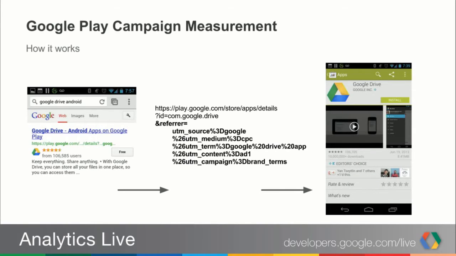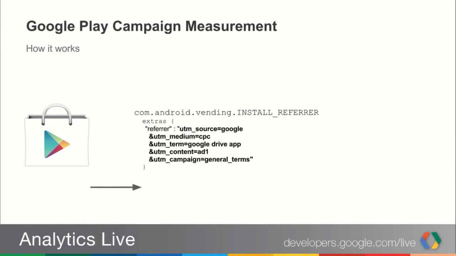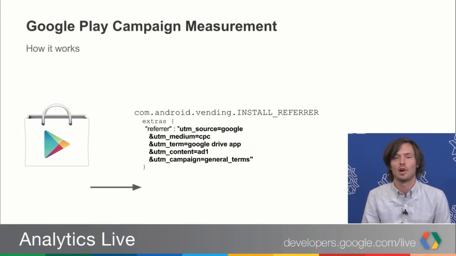And that's going to send the user to your app's page on Google Play Store. So in this example, I'm showing Google Drive. What happens from there, if they choose to install the app right then, is that the Google Play Store app on the device is going to broadcast this install referrer intent. As part of that referrer intent, it's going to grab the value of that referrer parameter from the link that you use to send people there, and it's going to include that as a string extra in that bundle with the intent.